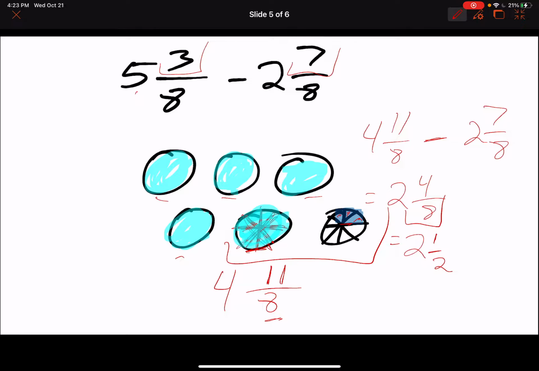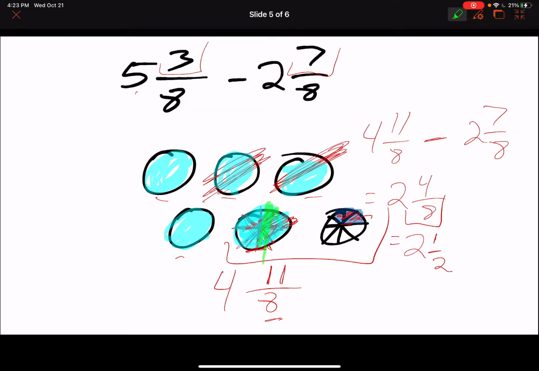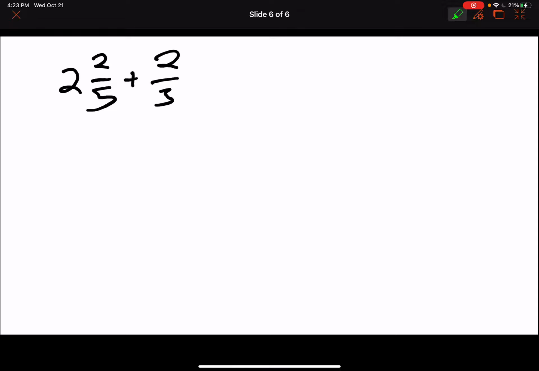Okay, if I show what I took away here, I took away this one and this one, right? 3, 4, 5, 6, 7. So I took away this whole entire half right here, and these. And let's double check. I have the half left, and I have the 2 wholes left.